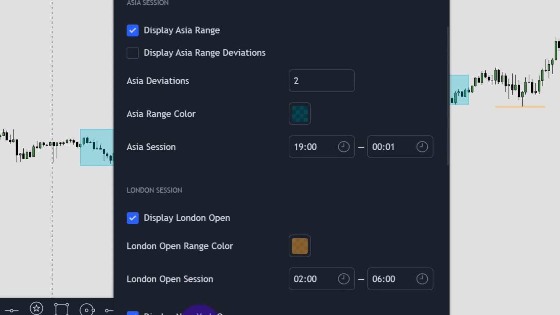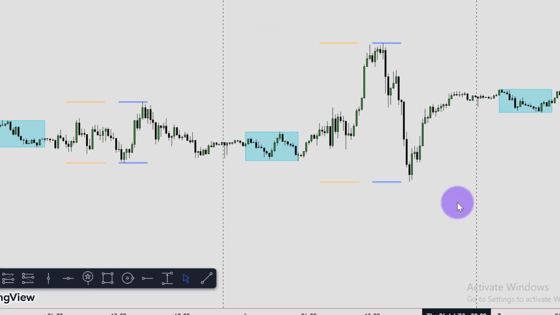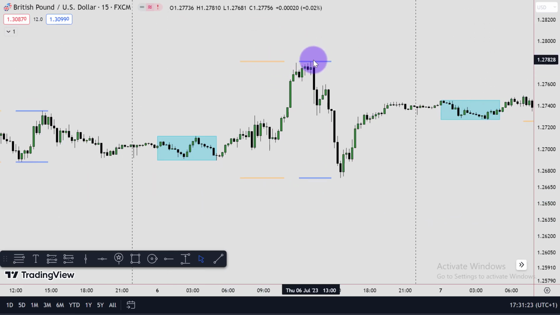Let me remove the last one, London close, so I can just untick this. I'm only interested in the London and New York. The London is the orange, the New York is that color you're seeing there.